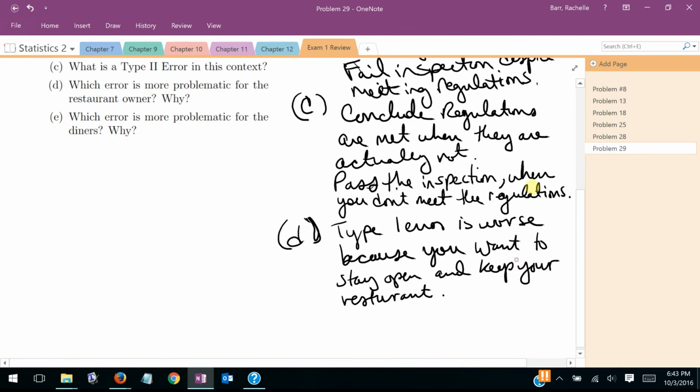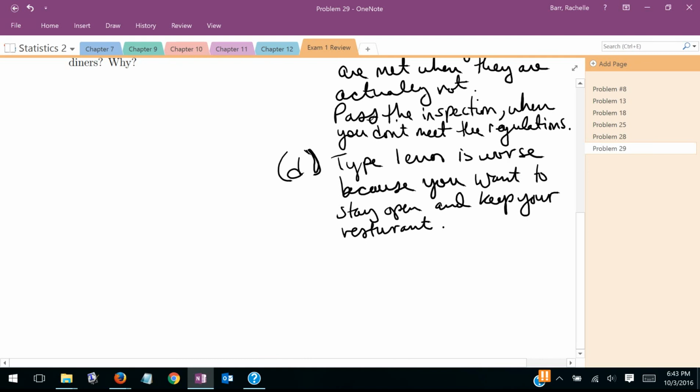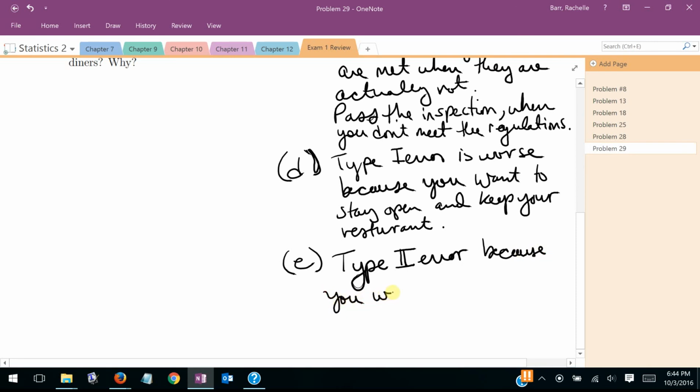I've worked for some shady restaurants where they really didn't care how clean they were, and that's what makes me think this. Yeah, okay. So, for a customer, the type 2 error would be more concerning because you don't want to be eating trashy, gross food when you think it's safe. Because you want to eat in a safe environment. At least I think we all do.